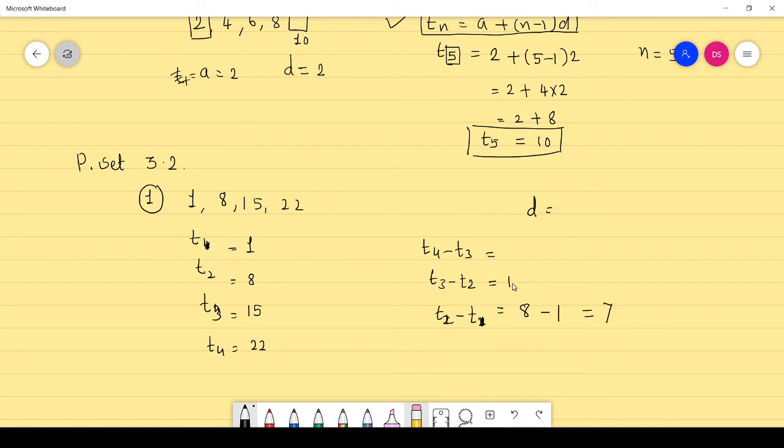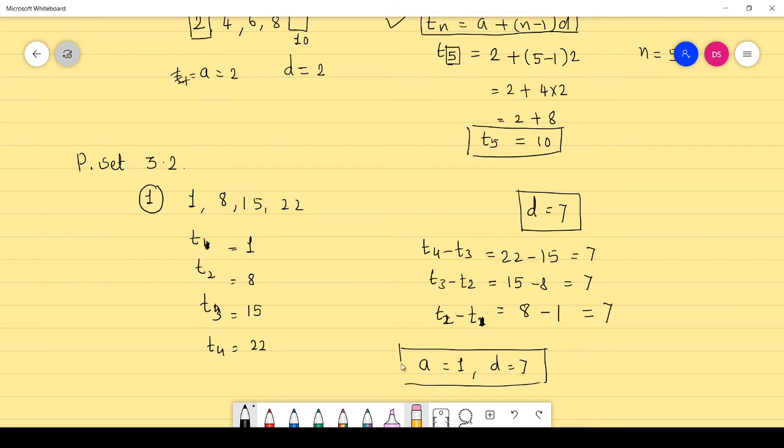What is the T3? 15. 15 minus 8, that is nothing but again 7. What is the T4? T4 is a 22 minus 15, that is also again equal to 7. So we got the value of D is equal to 7. That's the reason why we need to mention A is equal to 1 and D is equal to 7. So this is the solution of the first sub question from the first example, right?